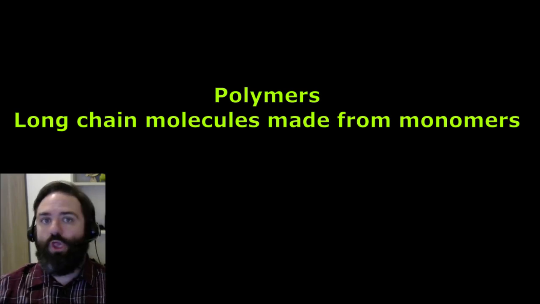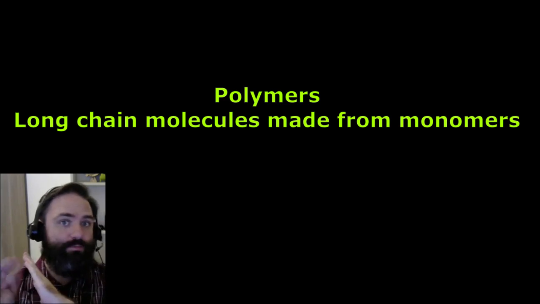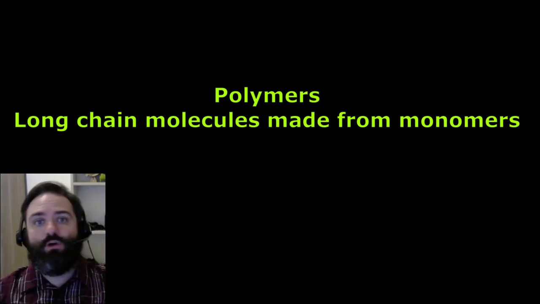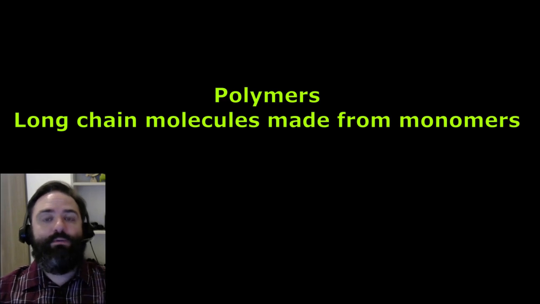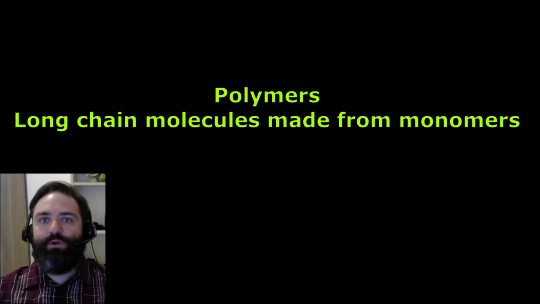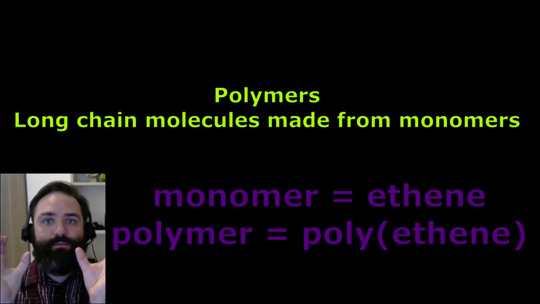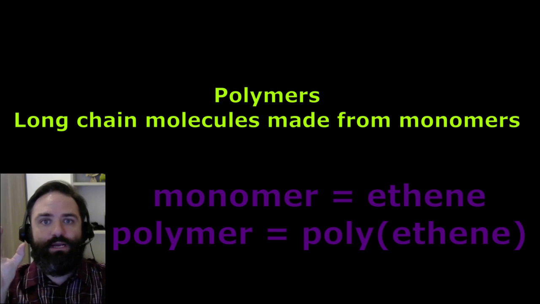A polymer is a long molecule which is formed from many smaller molecules joined together. These small molecules are called monomers. So a polymer is made of lots of monomers joined together. The polymer is named by putting the prefix poly and then the name of the monomer. For example, ethene monomers will make polyethene polymers.